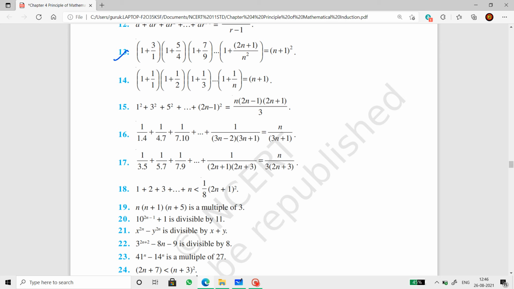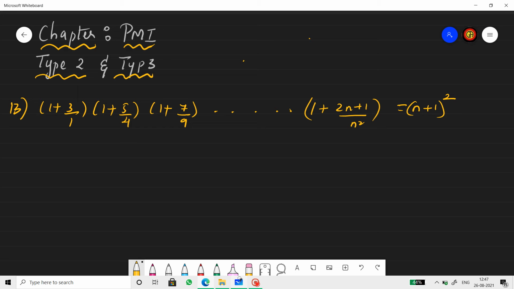Type 2 questions are the ones where you see terms in multiplication form. As you can see here, (1 + 3/1) × (1 + 5/4) × (1 + 7/9), so everything in multiplication form. Just see the 14th also, that's similar to it: (1 + 1/1) × (1 + 1/2) × (1 + 1/3). Whereas in the previous type, terms were expressed in plus form. So let's start with the 13th question.